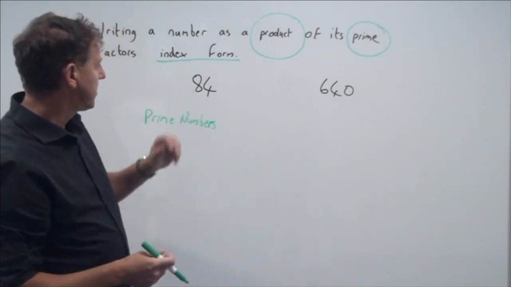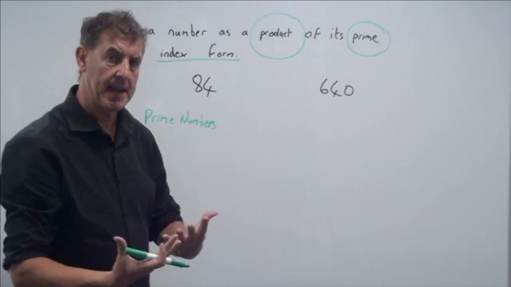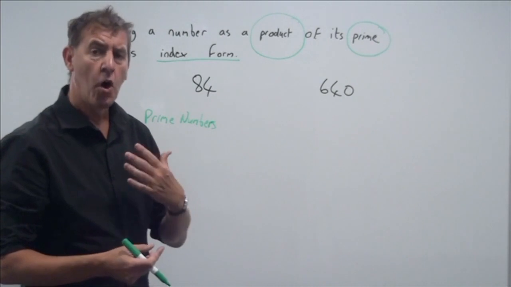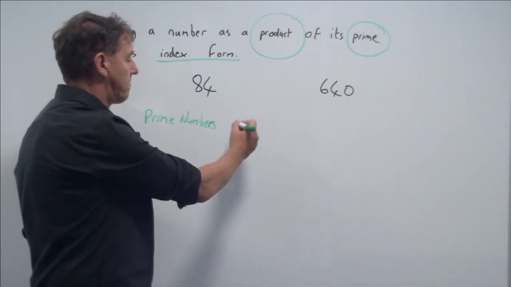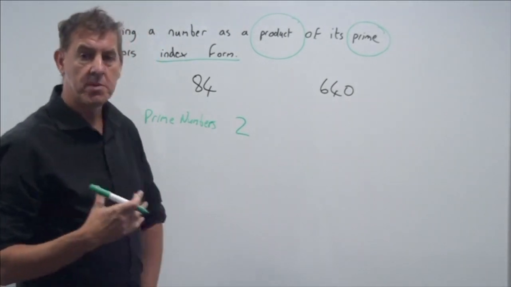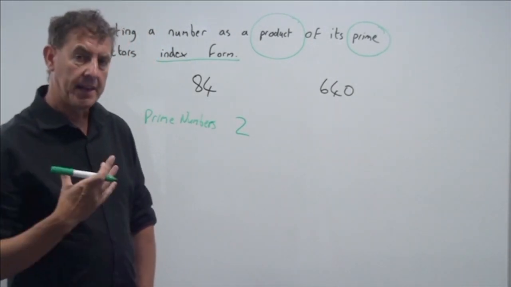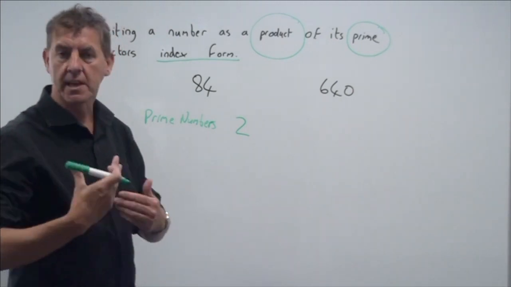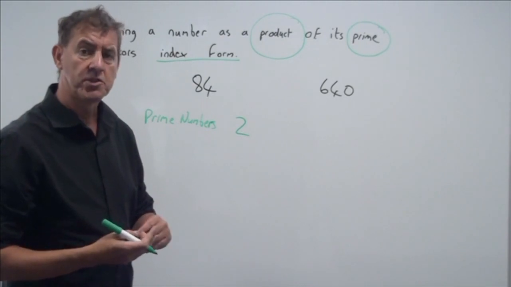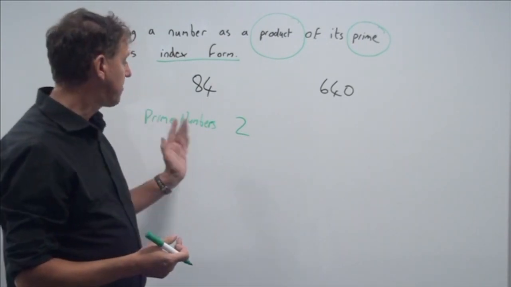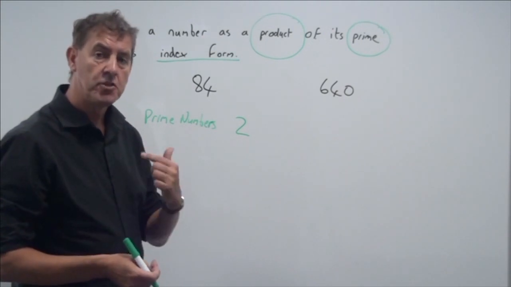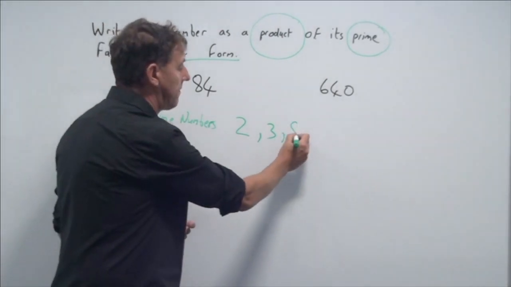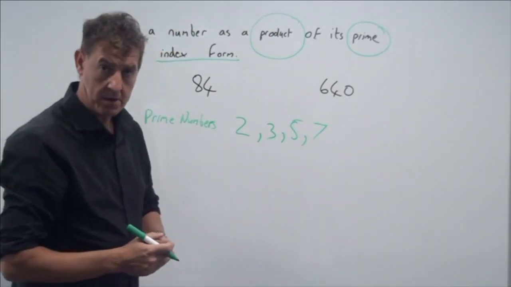So let's have a look at this first number, 84. Before we break it down into a product of its prime factors in index form, let's remind ourselves of the prime numbers. The first prime number is 2. As a result, every other even number cannot be prime. So 4, 6, 8, 10, 12 cannot be prime because 2 goes into them. And remember, the definition of a prime number is that it has only 2 factors. So the next prime number is 3, then 5, then 7.